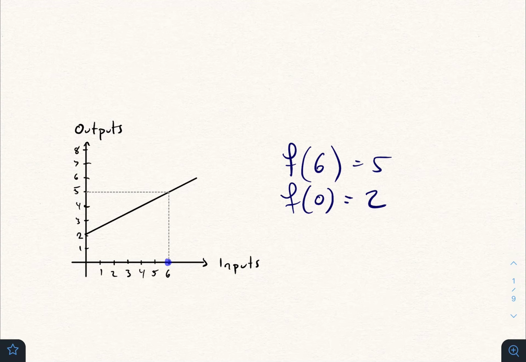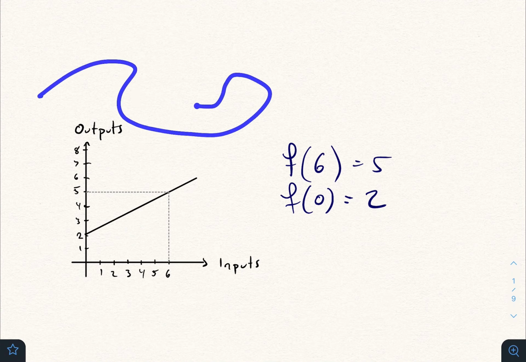You read this as, so this point on the graph is (6, 5), and so that would mean that your input is 6 for the function and 5 is your output for the function. So this reads as f of 6 is equal to 5. And also over here, the point (0, 2) is on the graph. Therefore, that would tell you that f of 0 is equal to 2.